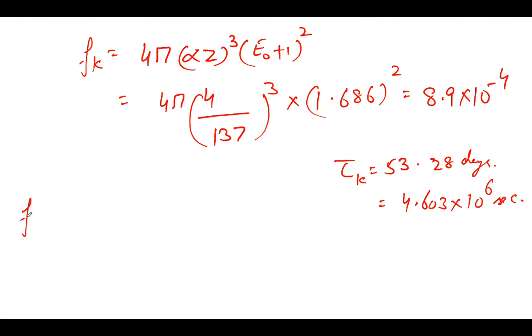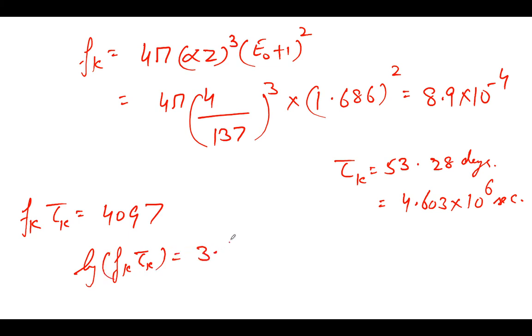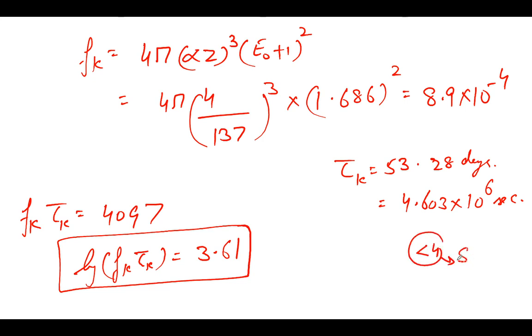Therefore, if we multiply these two values, what we get is equal to 4097, and if we take the log of this value, fk tau k, it comes out to be equal to 3.61. If you check in this table, the logarithmic value of this comparative half-life tells us about the type of transition, whether it is an allowed transition or a forbidden transition. And if the value of log of fk tau is less than 4, then it is a super allowed transition.